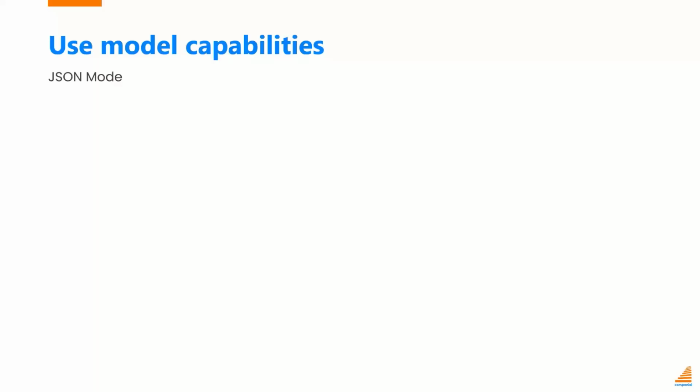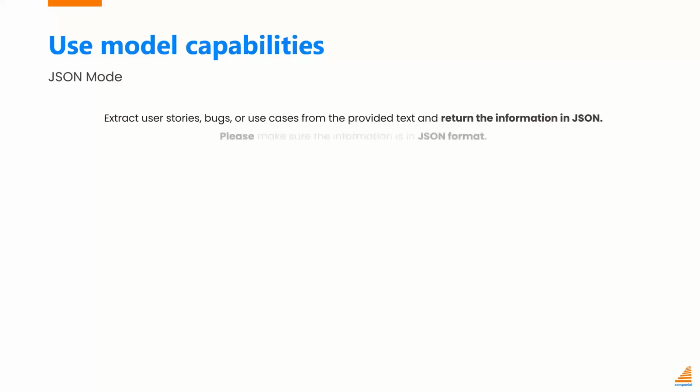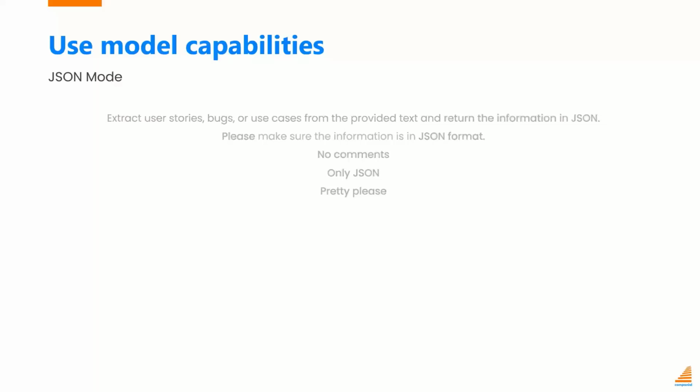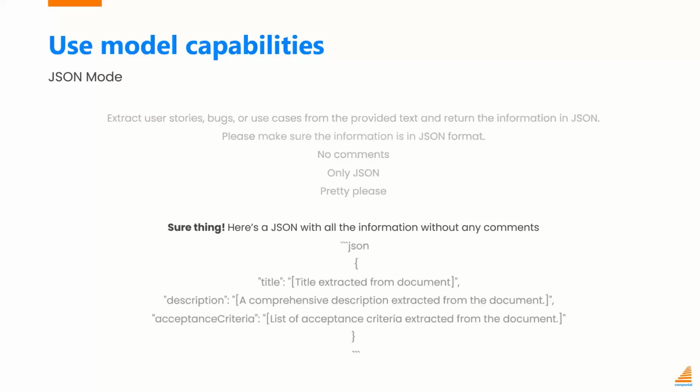The first one being JSON Mode. Before JSON Mode was introduced into BC AI Toolkit, this is how we had to prompt the model to get a JSON response back. We would say, extract user stories or bugs and return the information in JSON. Please make sure that it's in JSON format. No comments, only JSON, pretty please. And this is what the model would reply with. Sure thing, here's a JSON with all the information without any comments. And then here's the JSON.